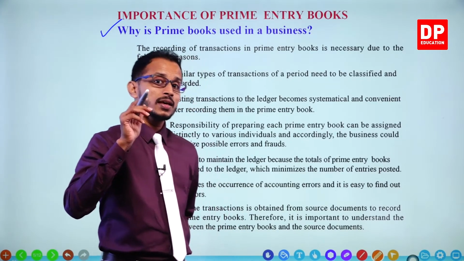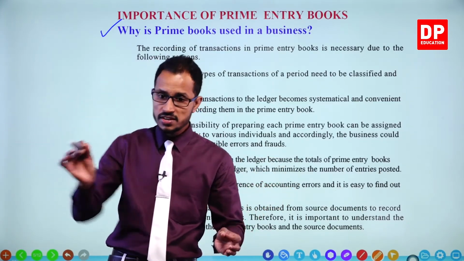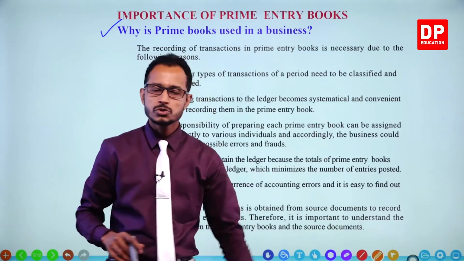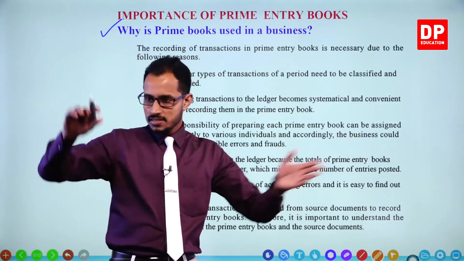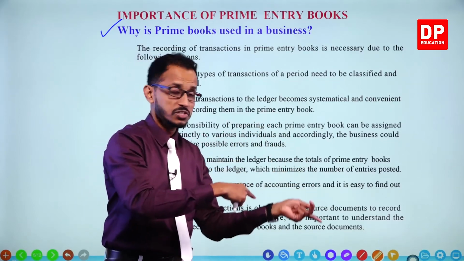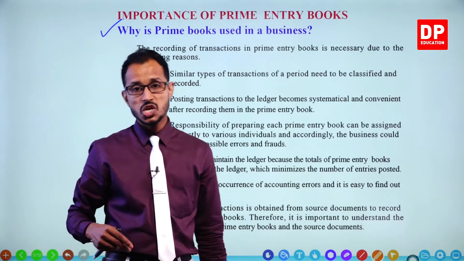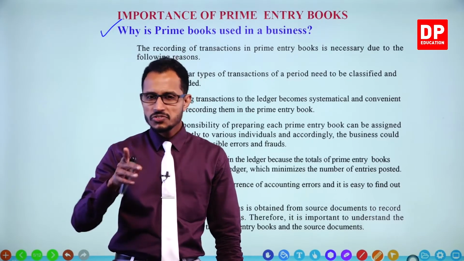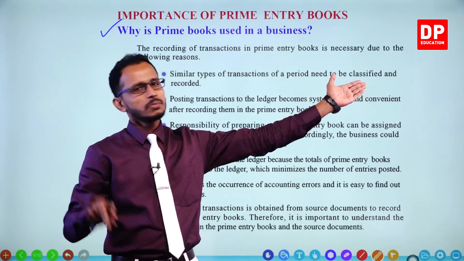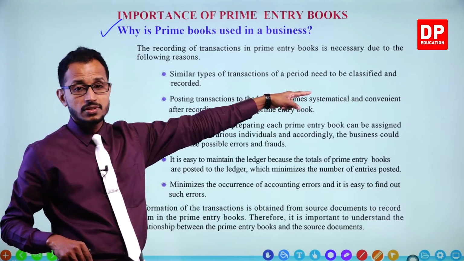So, you know already that different types of transactions are recorded in different books. Cash transactions go to the cash book, bank transactions go to the bank book, purchasing goods on credit is recorded in the purchases book, and selling goods on credit is recorded in the sales book, the sales journal. So, different types of transactions can be separately recorded in the relevant book. That is very important, isn't it?